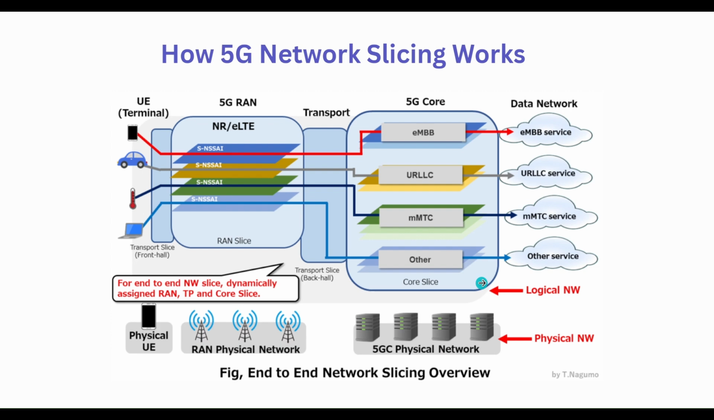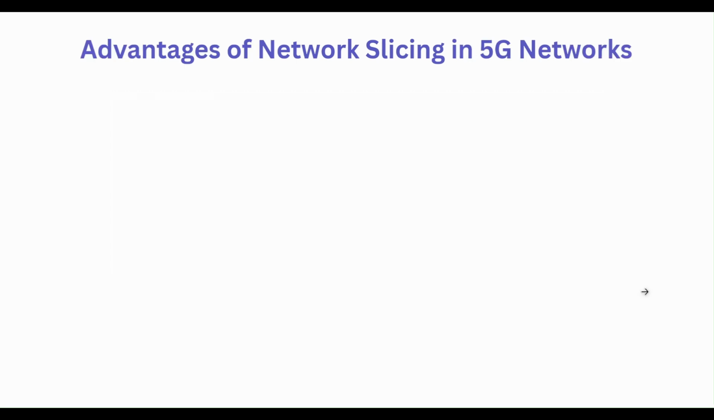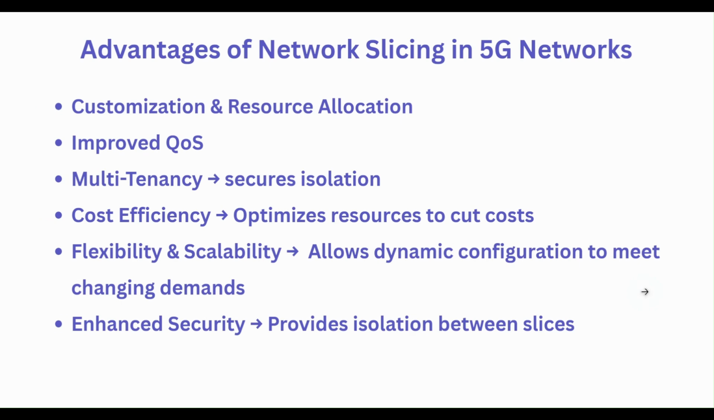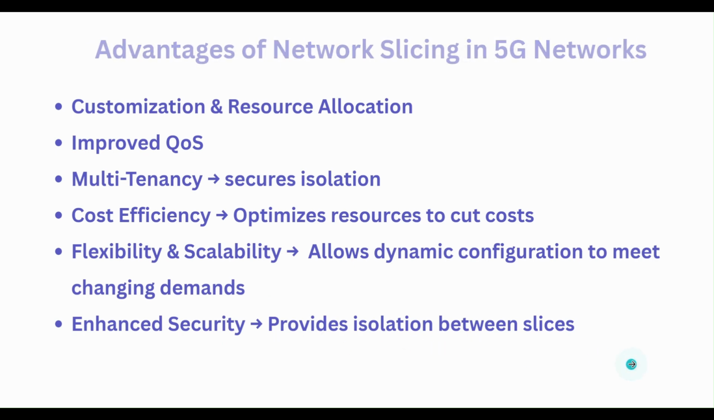So as you have seen, network slicing has quite a few advantages. To recap, it tailors services and resources for specific applications for better performance. It improves the quality of service, guaranteeing low latency and high bandwidth. It secures multiple tenants, which ensures isolation. It is cost effective as it optimizes the resources. It is flexible as it allows dynamic configuration. It has enhanced security because it provides isolation between the slices.